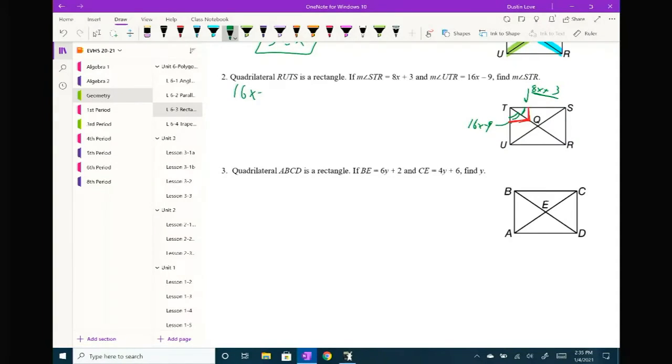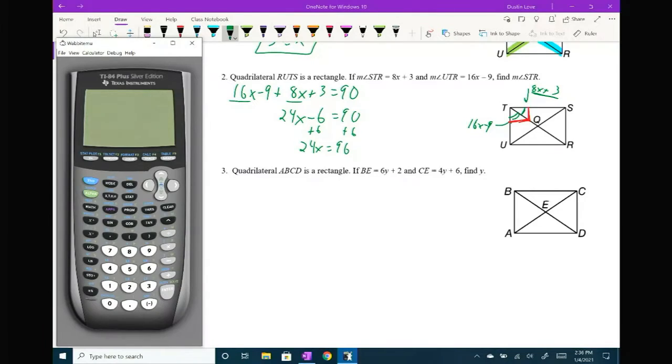So 16x minus 9 plus 8x plus 3 is equal to 90. Well, let's combine our like terms. 16x and 8x makes 24x. Negative 9 plus 3 is minus 6 equals 90. Now we're going to add 6 to both sides. That gives me 24x is equal to 96. And now 96 divided by 24 tells me that x equals 4.